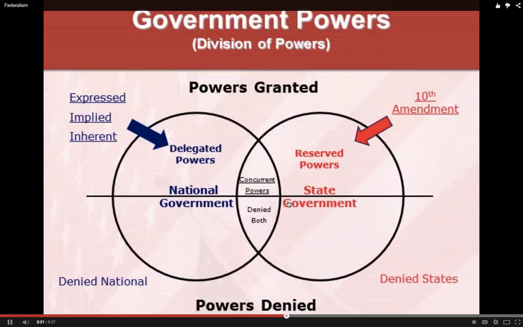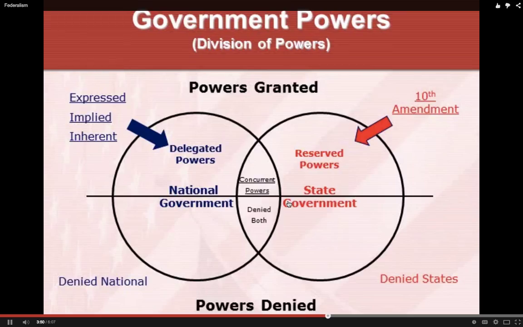Concurrent powers are those that both the state and the national government have. They both have the power to tax. They both have the power to make laws. They both have the power to enforce laws. So those are ones that both the national and the state share. That's why they use that term, concurrent powers. Those that are denied to the national government, specifically, the state and the national government cannot tax each other.